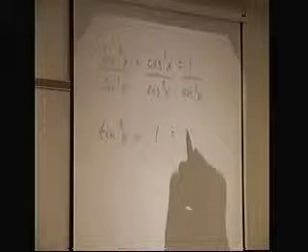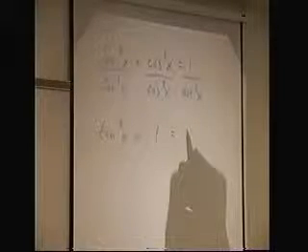Sine squared over cosine squared, which happens to be tangent squared x. Isn't this tangent squared x? This is cosine squared x over cosine squared x. What's that? Yeah, and what do they give you? Not zero. One. And 1 over cosine squared x is secant squared x.